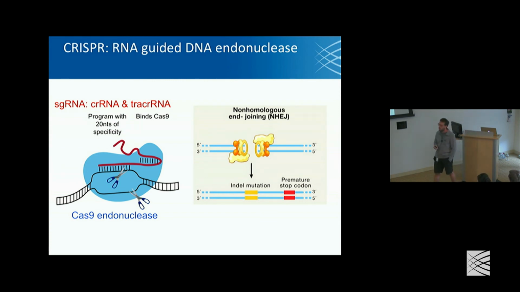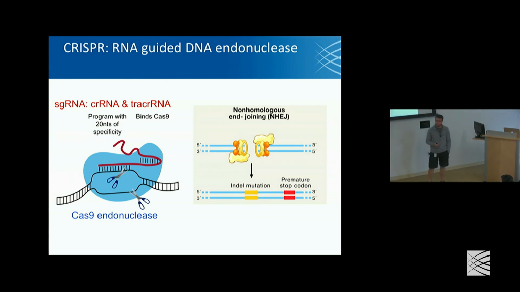So the CRISPR system, we're not going to get into the history or the details of how it was discovered or anything like that, but suffice it to say, it's a two-component system in mammalian cells. You need two things. First, you need a protein called Cas9, and second, you need an RNA. And if you put that RNA and that protein together, and you put them into cells, then they trigger a site-specific double-strand DNA break.